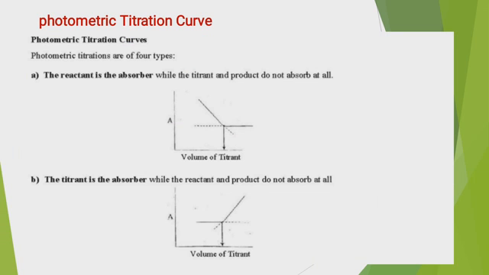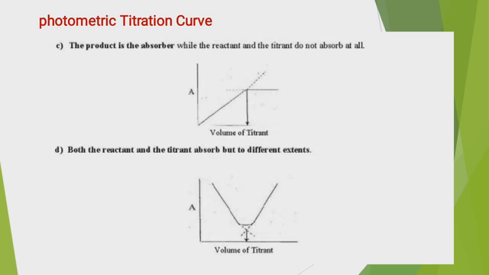In one case the reactant is the absorber, while the titrant and product do not absorb at all. Then we get a straight line in decreasing order, and at last a constant one, and the intersection point is nothing but the end point. In the second case, the titrant is the absorber, while the reactant and product do not absorb. So we get firstly constant absorbance, and then the absorbance increases. The intersection point of these two lines gives the end point.